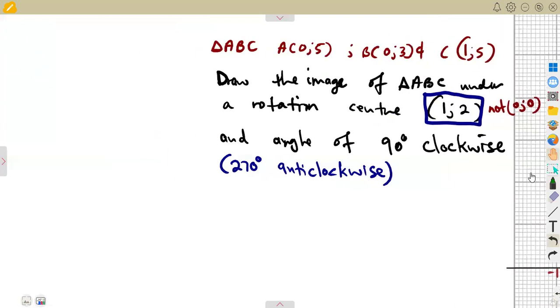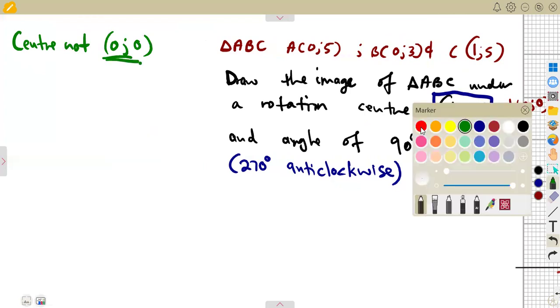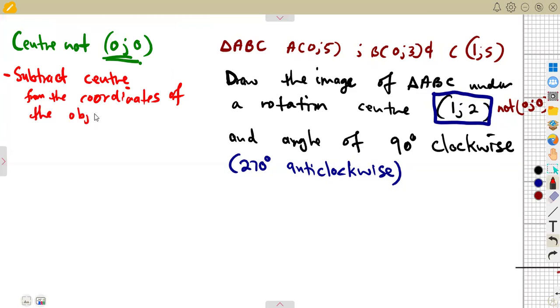All right. Center not 0, 0. The center is not the origin. So if the center is not the origin, this is what you're going to do. The first thing, you subtract the center. Where are you subtracting this center? You subtract it from the coordinates of the object. What is the purpose of subtracting the center? This is to make sure that the center is neutralized to 0, 0.